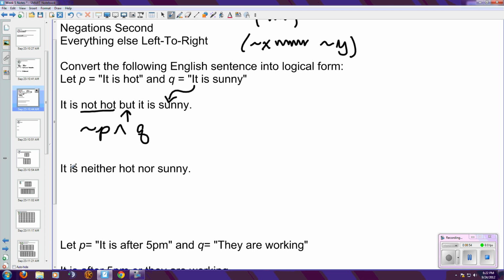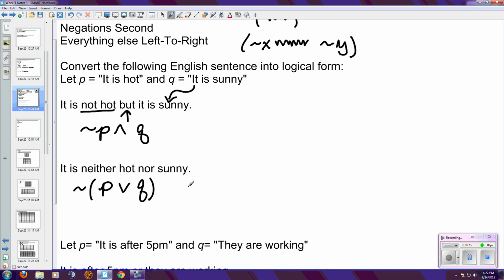We also have an example, "it is neither hot nor sunny". There are several ways you could write this. Since it is neither, we could say not, parentheses, hot nor sunny. Well, hot would be P. This would be a disjunction, sunny, which is Q. This is one way of saying it.